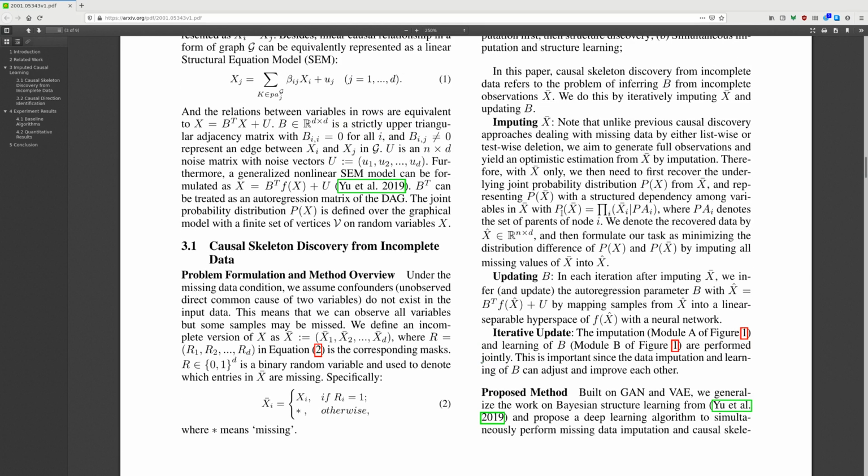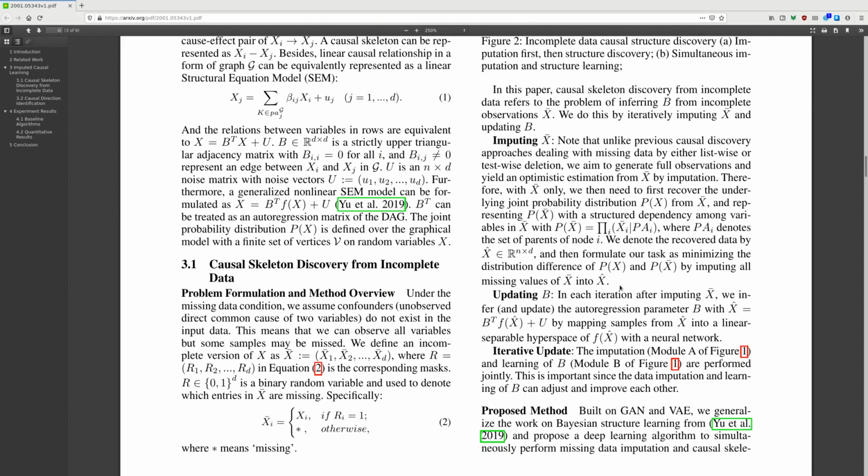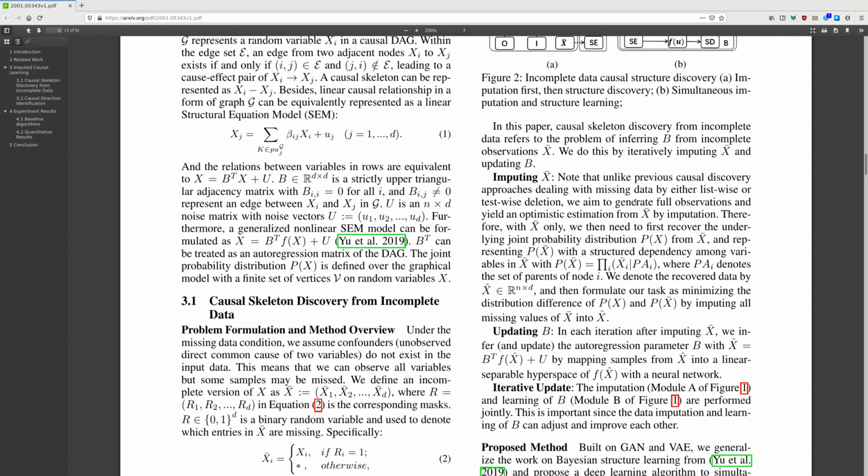Define the incomplete version. Let's back up a little bit. We assume confounders do not exist in the data input. This means that we can observe all variables, but some samples may be missing. We define incomplete versions and corresponding masks. This paper, causal skeleton discovery from incomplete data, refers to the problem of inferring B from incomplete observation X. We do this by iteratively imputing X and updating B.